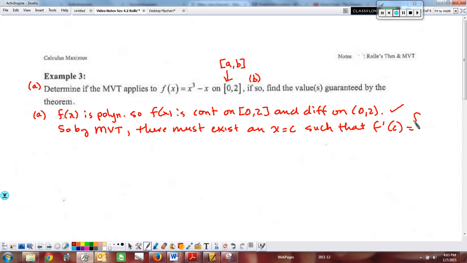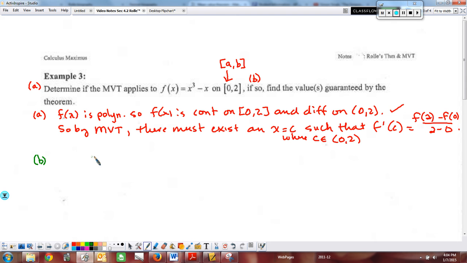Yes, I could go f of b minus f of a. I'm going to go f of 2 minus f of 0 all over 2 minus 0, because we are specific to this function. So because we had a polynomial that was continuous on the closed interval and differentiable on the open, MVT applies. And by the MVT, we are guaranteed to have a value x equal to c, where c is in the open interval 0 to 2, such that its derivative is the same as the average rate of change. That's part A.